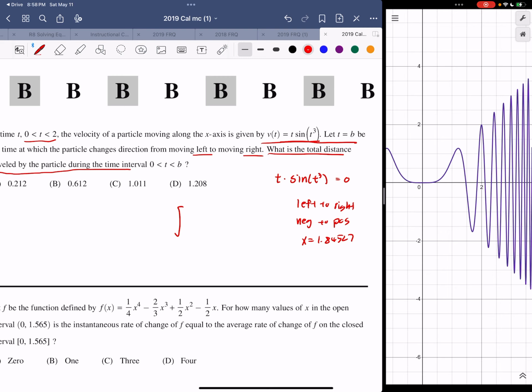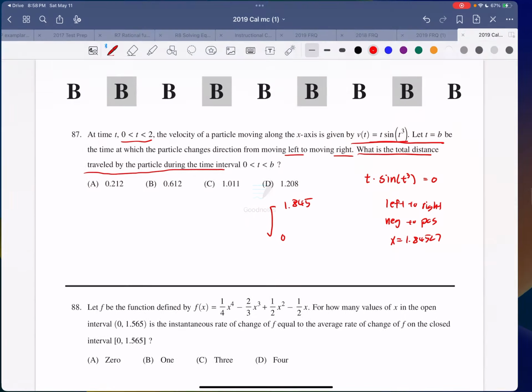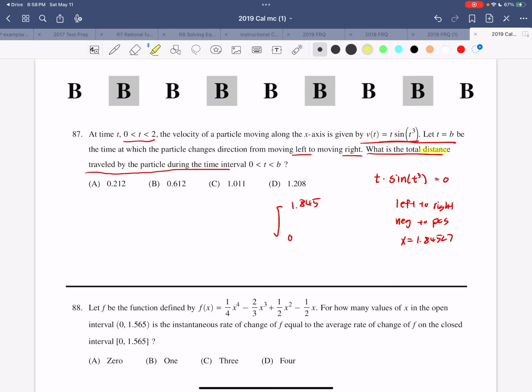So it's gonna be from 0 to 1.845. And since we are looking for the distance, remember, it's a distance, you have to use the absolute value of t times sine t to the third power dt, okay? That's what you gotta put into the calculator. Then you're gonna get 1.011.